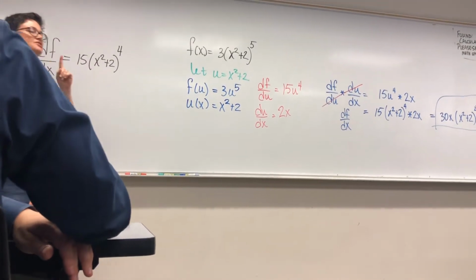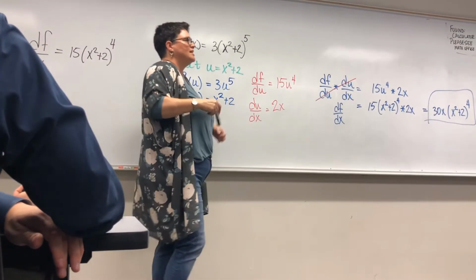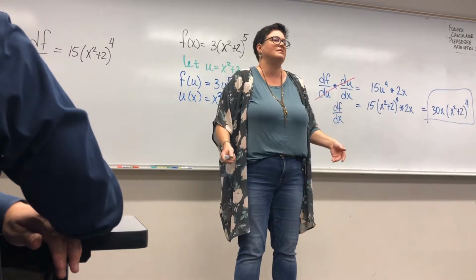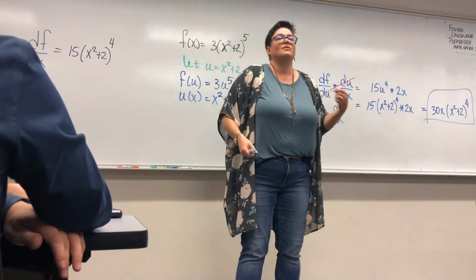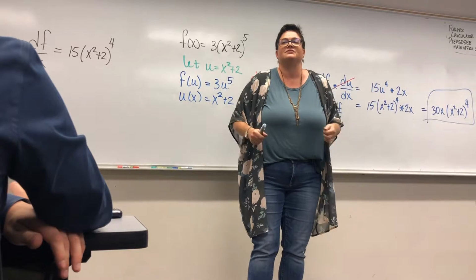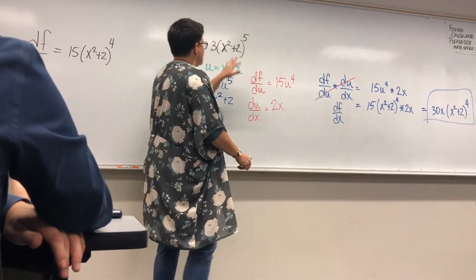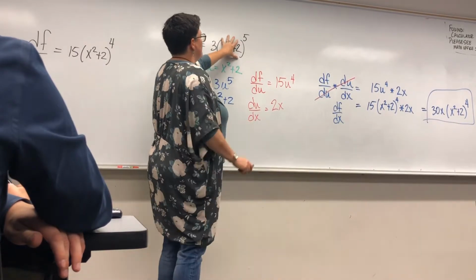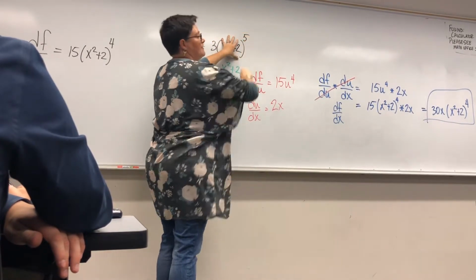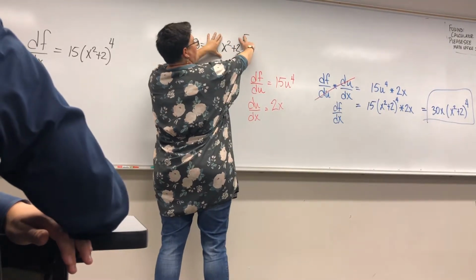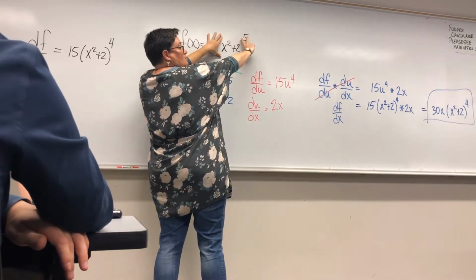Notice I only touch one layer at a time. Think of it as, you can't take your underwear off before you take off your pants, right? Seriously guys, keep it clean, but really, unless you're wearing your underwear on the outside, you can't take those off first. You have to start with the outside layer. That's what we're doing here. We're taking off the outside layer, and the outside layer is this 3 times stuff to the 5th. Now when I peel that off, I'm left with x squared plus 2.